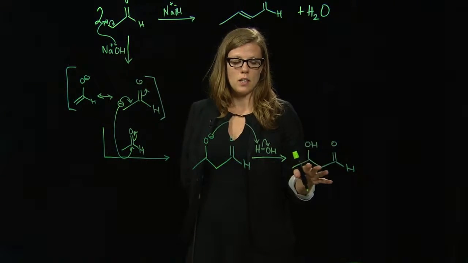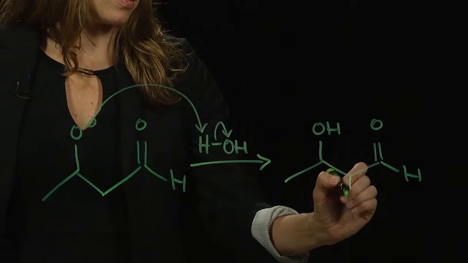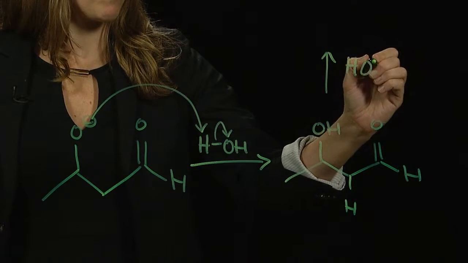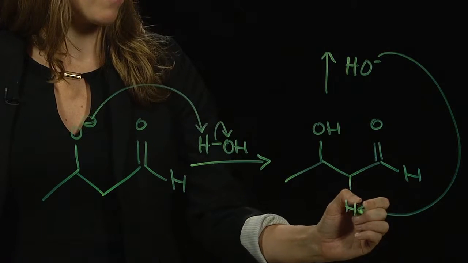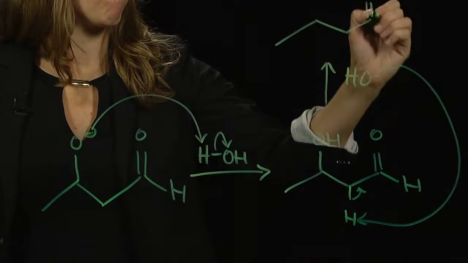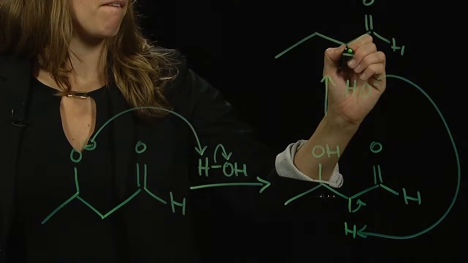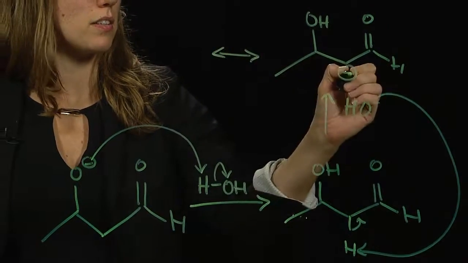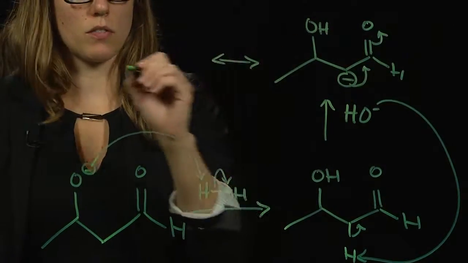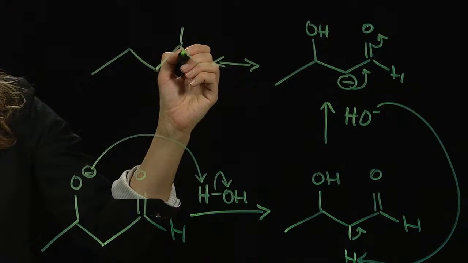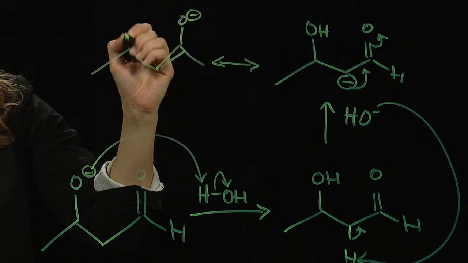And this will sit, but if we give it a little bit of heat, we can again use a hydroxide anion to deprotonate alpha to the carbonyl. We still have our hydroxide here, and this is resonance stabilized, where we have the negative charge on the oxygen atom.